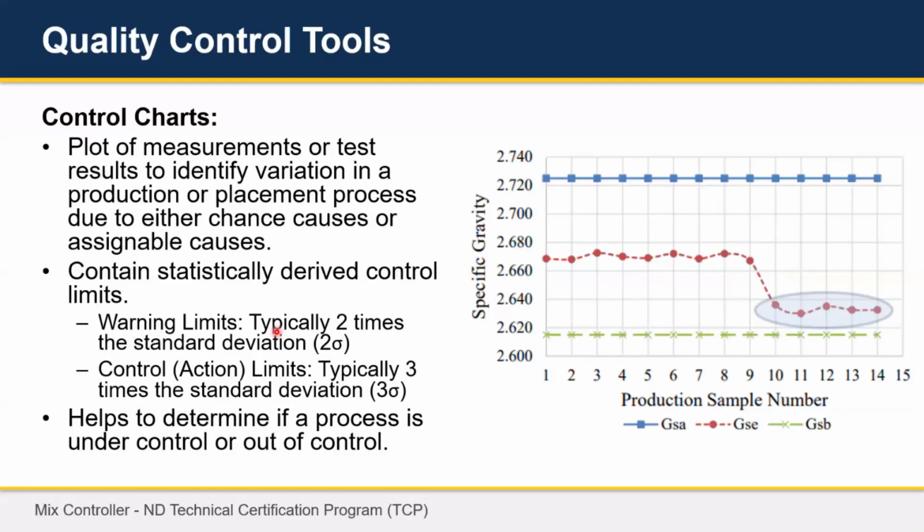When you react to just the last test, you have a couple problems. Number one, you are waiting until you have failing material to make changes, right? There are ways to find that out before you ever fail, to see trends before you ever fail. Control charts allow you to do that.